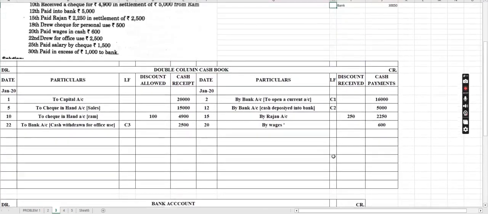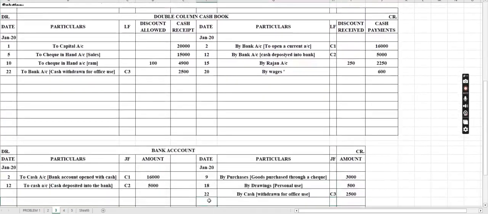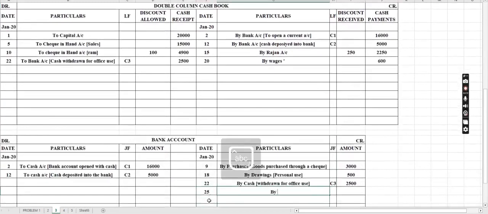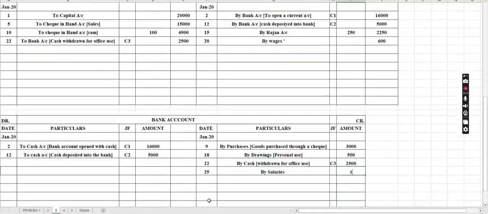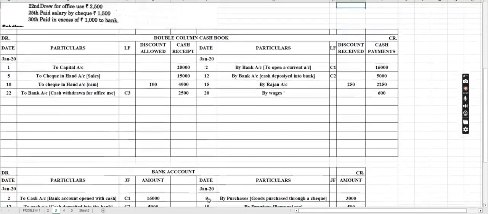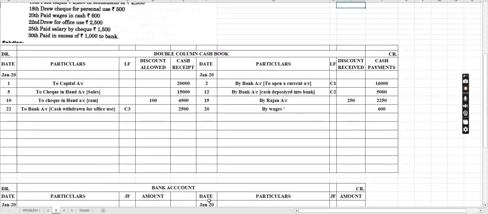Okay. Next, paid salary by check on 25th. Check means bank. On 25th, by salaries. How much? 1,500. 1,500 is paid. Next, on 30th, paid in excess of 1,000 to bank. Now, paid in excess of rupees 1,000 to bank.